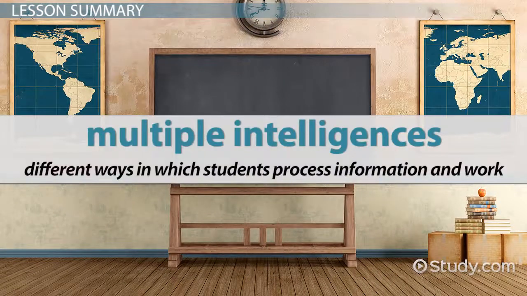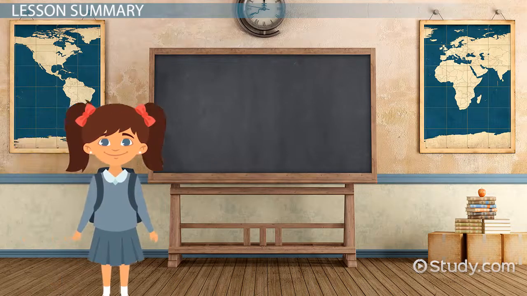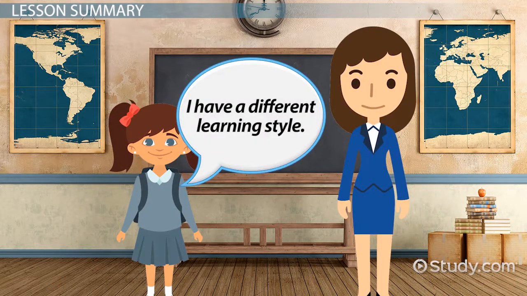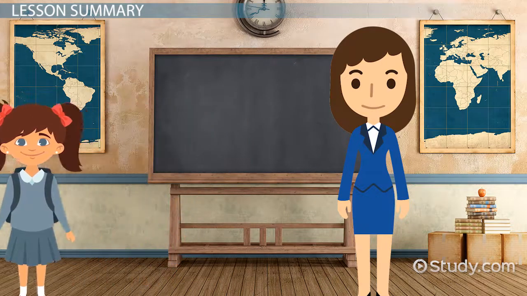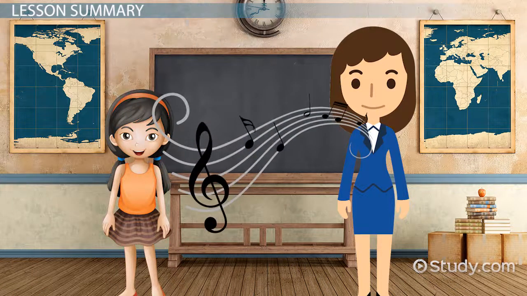Multiple intelligences or learning styles are different ways in which students process information and work. In order to help your students be more successful in school, it's important to both understand the different learning styles and tailor your teaching to the preferences of the students in your classroom. By making the few simple changes mentioned in this lesson, you can help every student process information more clearly in their preferred learning style.